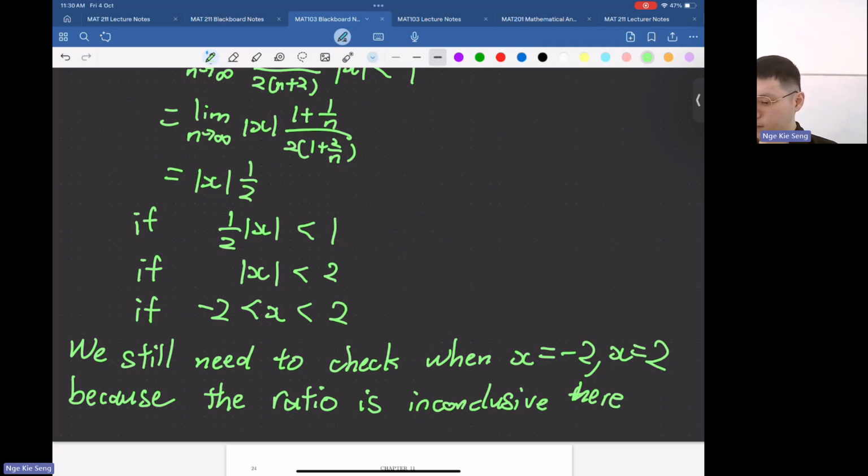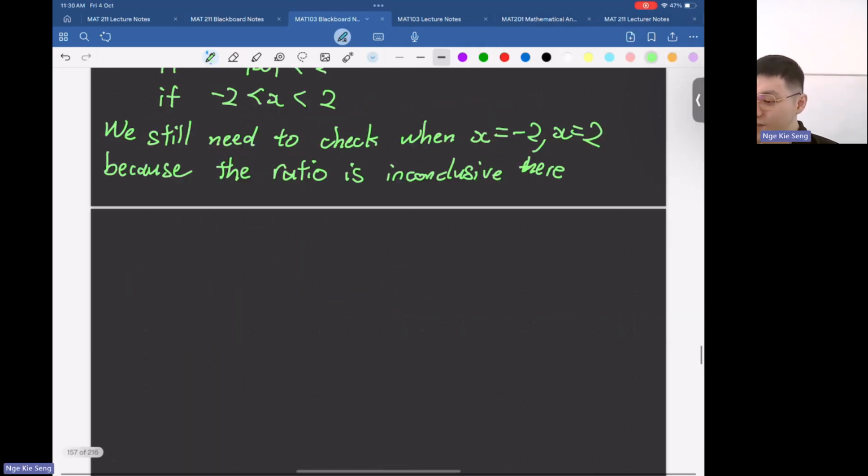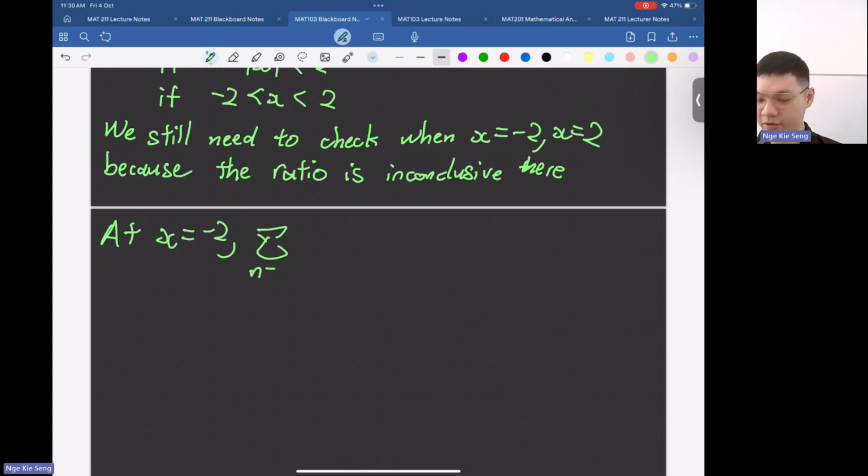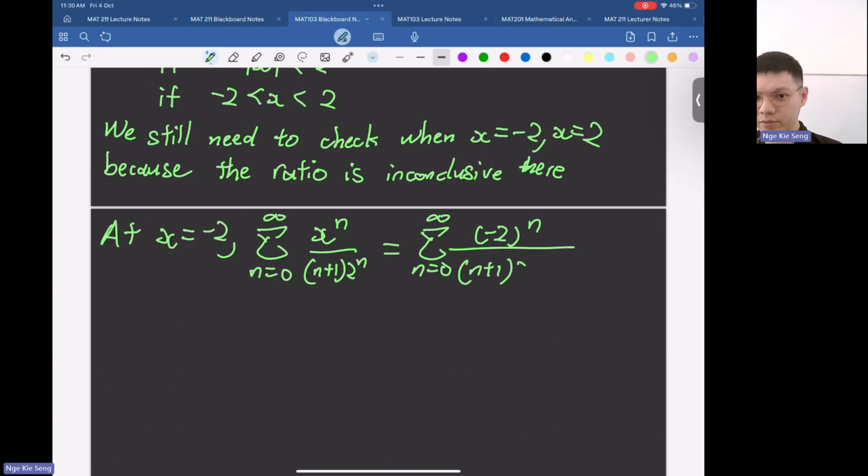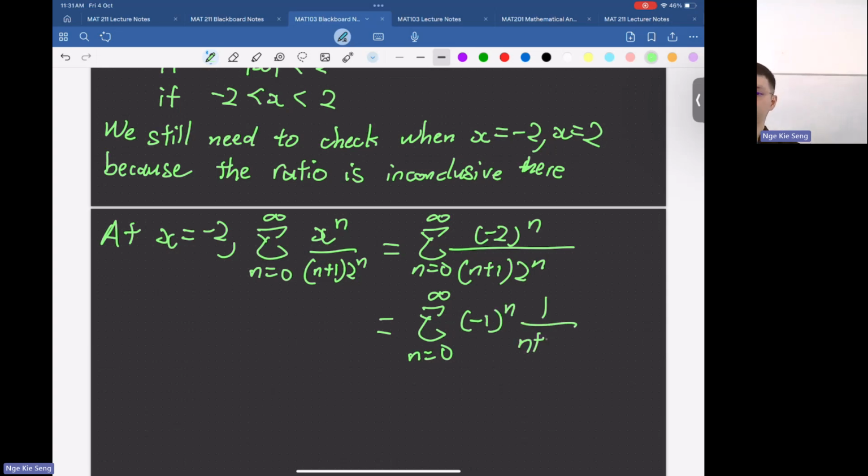Okay, so let's check it. When we replace the variable x with a specific number, our series becomes something we have studied before, because all of it is just in terms of n and a rational number. So if we replace this by -2, what do we get? This is -2 to the power n over n plus 1 times 2 to the n. But what is this? This is just the alternating series of 1 over n plus 1. Do you know whether this converges or diverges?